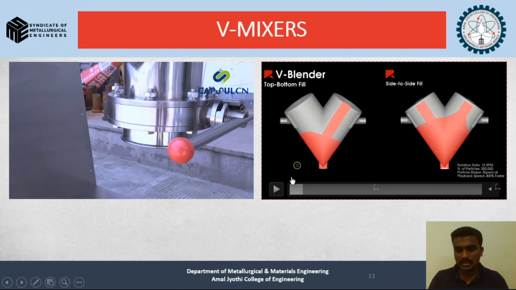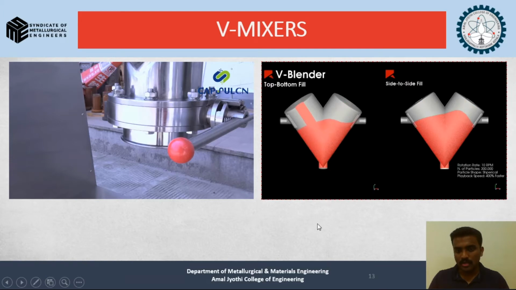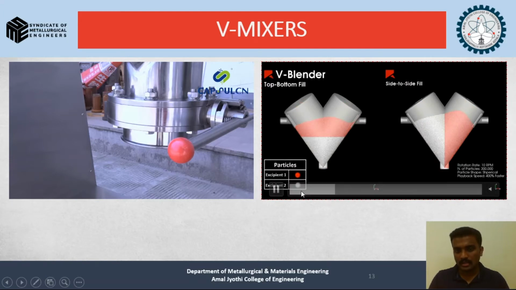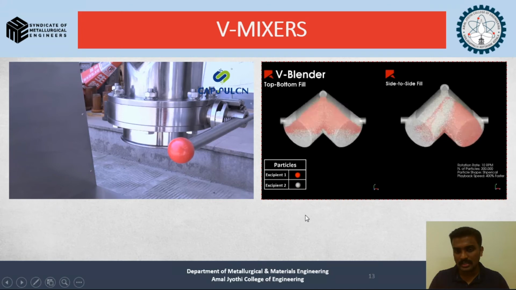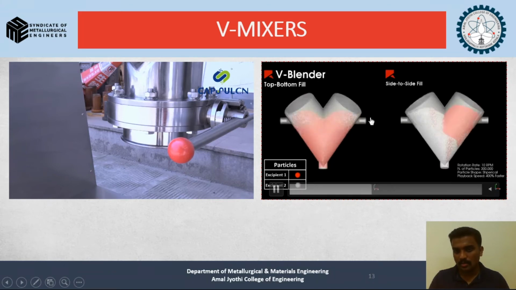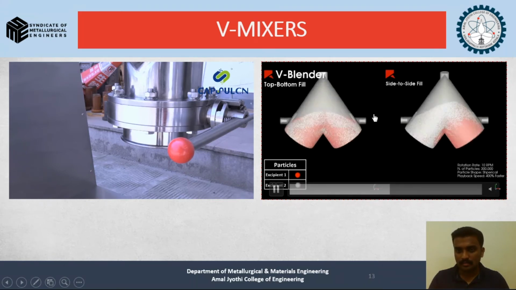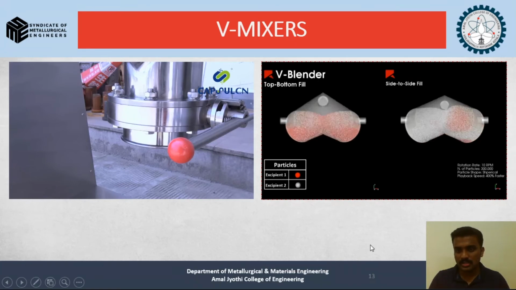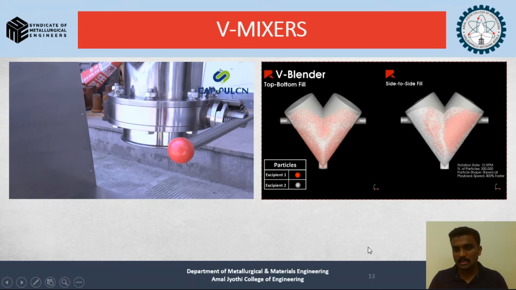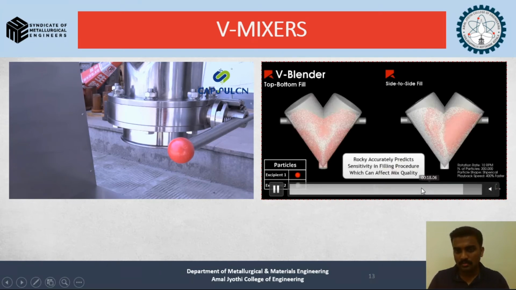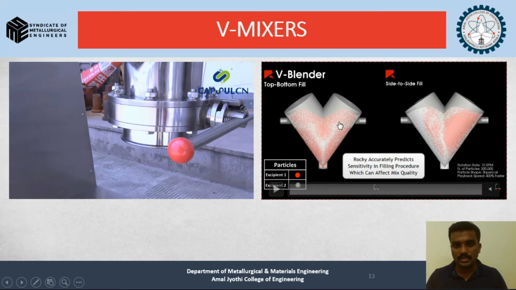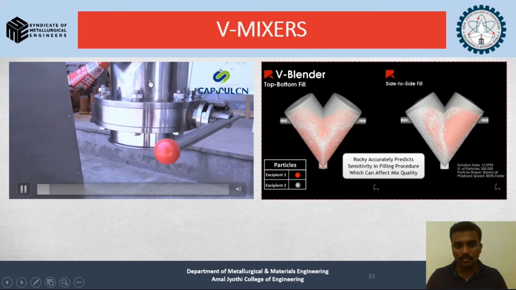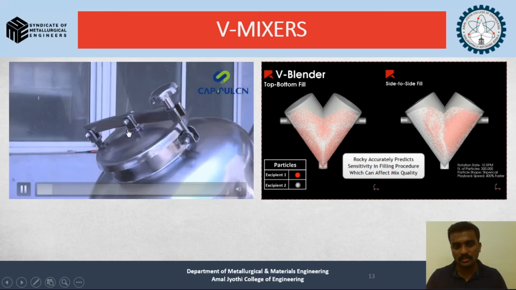And moving on to the video, we can see that we have particles of different colors, red as well as white, and how the mixing is possible in this V mixture. You can clearly see a homogenizing process happening in two blenders of a different type, and from this video you can see how clearly the particles are being homogenized together. As we watch this animation, this is the real process happening on an industrial scale.